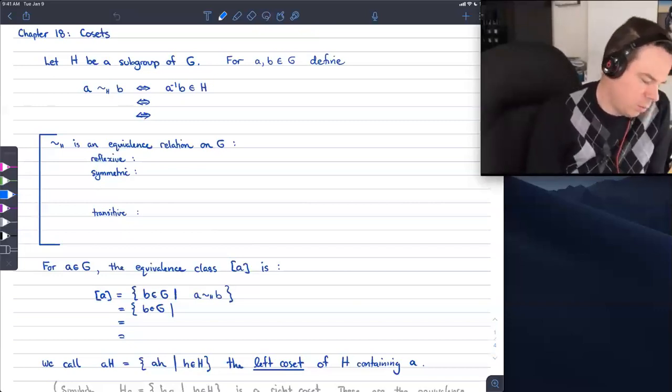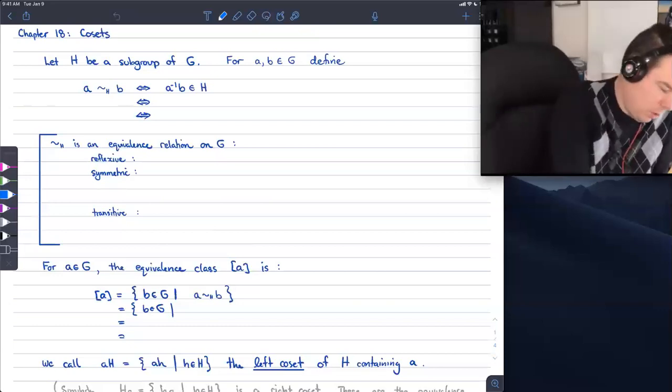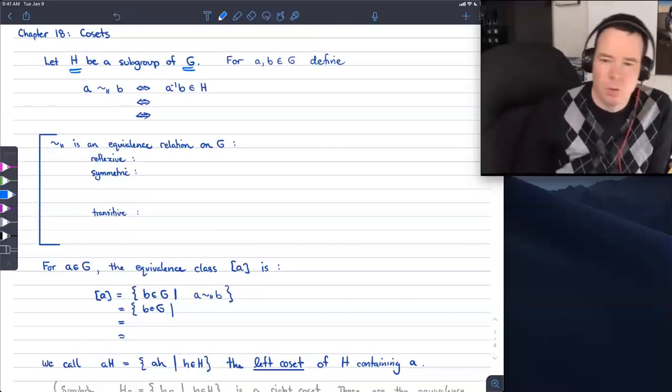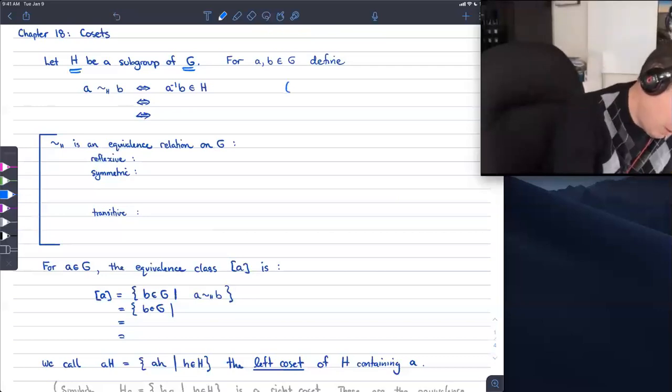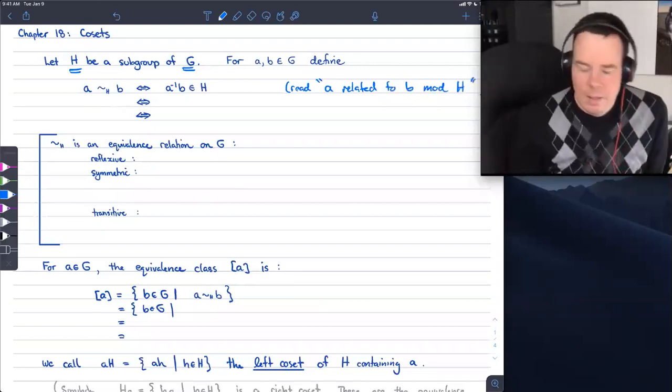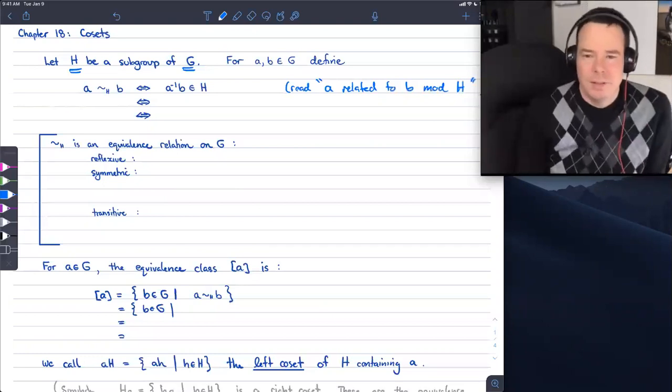So what is the equivalence relation we're going to define? We're going to do the following. We're going to assume we start with a subgroup H of some bigger group G. And we are going to define a relationship on elements of our big group G. We're going to say two elements are related, what we usually refer to as related mod H. So I usually read this as a is related to b mod H, if their difference is in H.